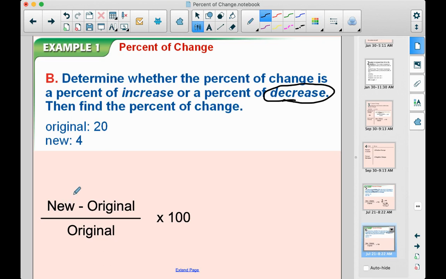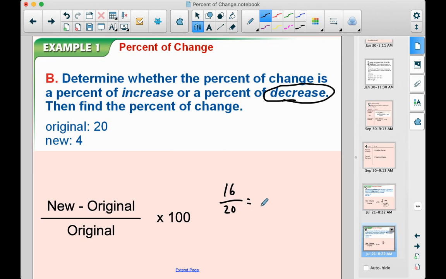Again, if I do the new minus original, 4 minus 20 would give you a negative 16. But all that negative means is that it's decreasing, which we already knew. Okay, we're just considering that it's going down, tells us that. Okay. So the change is 16. That's how much difference there is between those numbers. And then we divide that by the original number, which is 20.